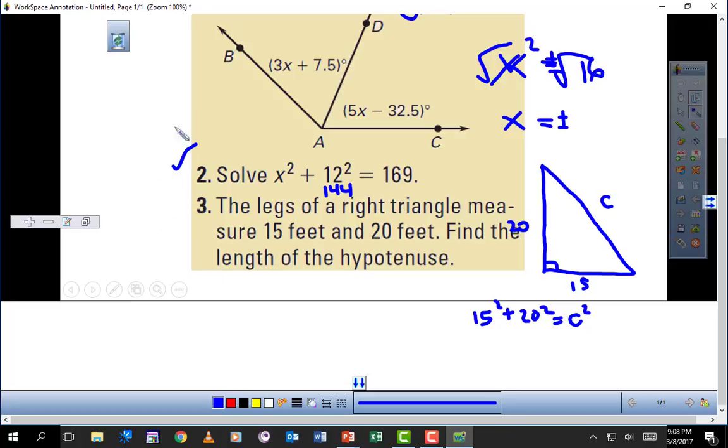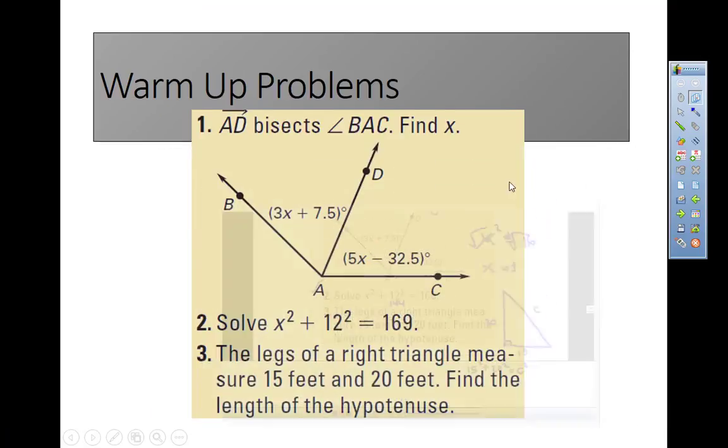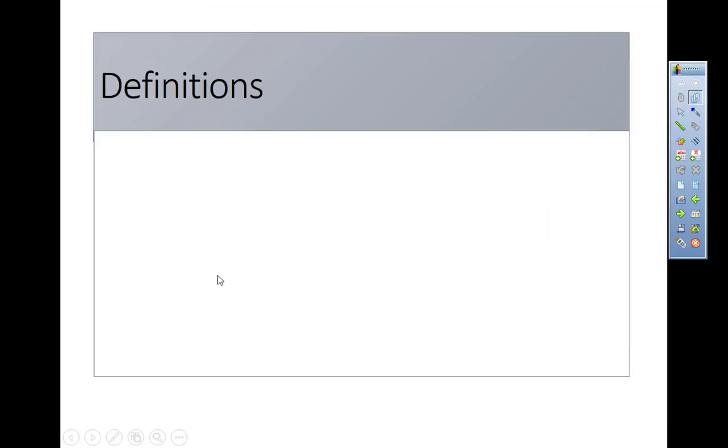So do these 3 problems for the warm-up on your sheet right here in the margin, somewhere, and just do like numbers 1, 2, and 3. And then we'll go back to the lesson and go to the next slide.